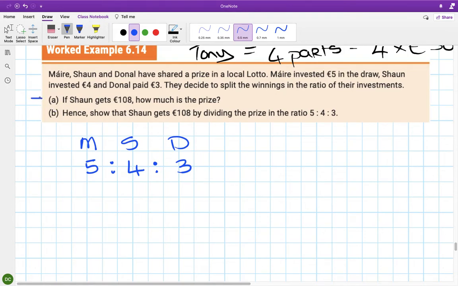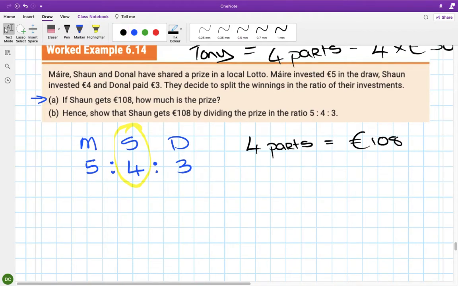Okay, now the next bit here, this is where it's a bit different. It says Sean gets 108. So they're not giving us the total. They're just giving us Sean's bit. Okay? So we know Sean won, or his bit of it is 4 parts. So we can say that 4 parts gave him €108. Does that make sense? Okay, so Sean got 4 parts of the prize, and they're saying here that Sean got €108. That means 4 parts of the prize must equal €108.